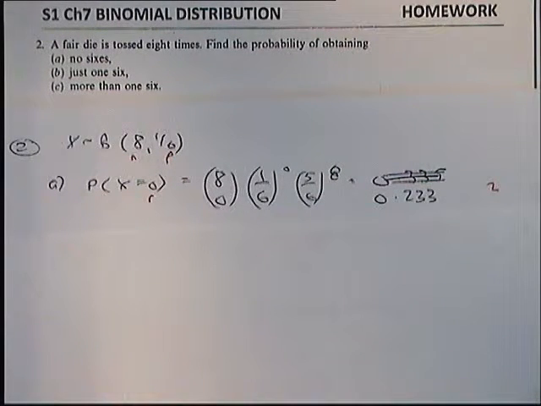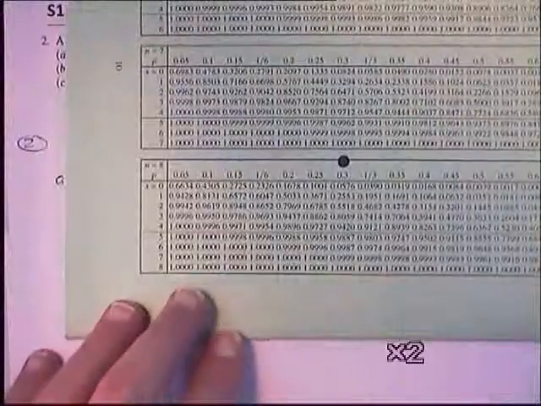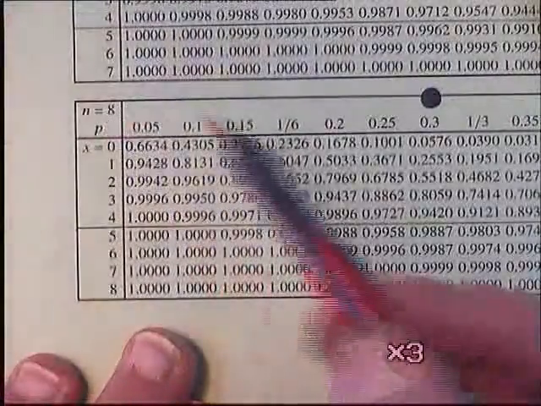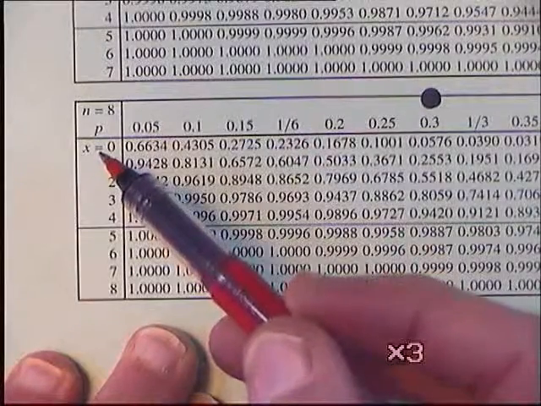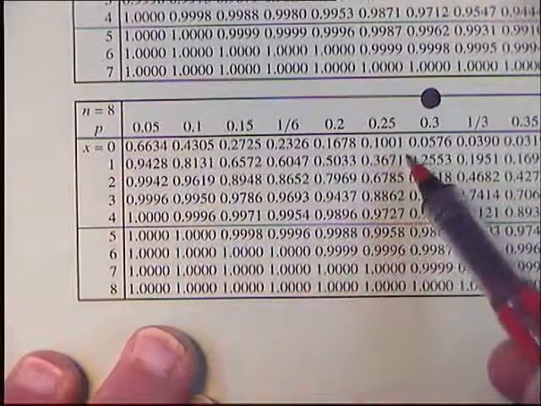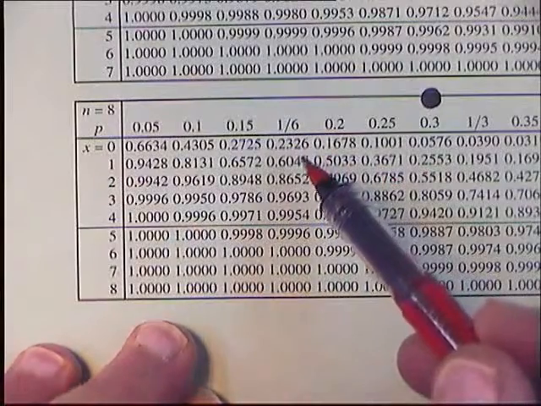So if you're doing that from the tables, you need to find the binomial table when n is 8 and p is 1/6, which is here. n is 8, p is 1/6, x is 0. Remember, this is less than or equal to, but less than or equal to 0 is just equal to 0. So there's your answer, 0.2326, if you've done it from tables, which would have been quicker, so that's fine.